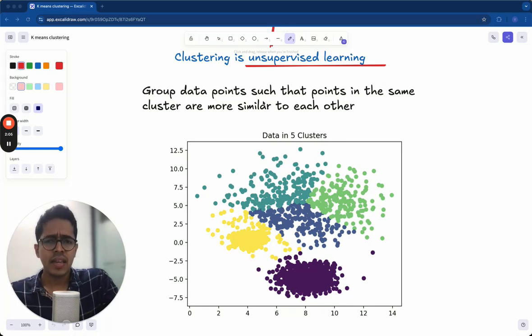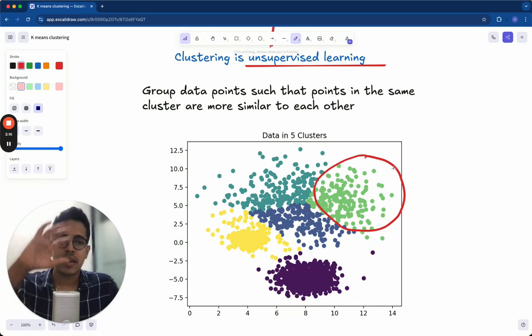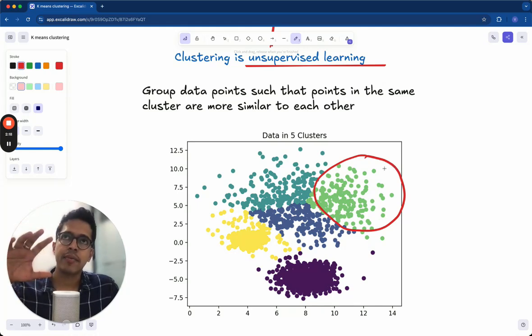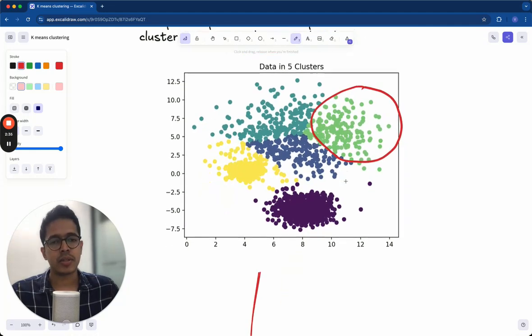So the idea is grouping data points such that the points in the same cluster are more similar to each other. So if you say that all these points belong to customers of one particular bucket, then all those customers would behave in a similar way. Maybe it is in terms of spending capacity, like the value of the products that they buy, or maybe it is in terms of the frequency of buying. Maybe they are buying low value products, but they buy very frequently. It depends on what your cluster looks like.